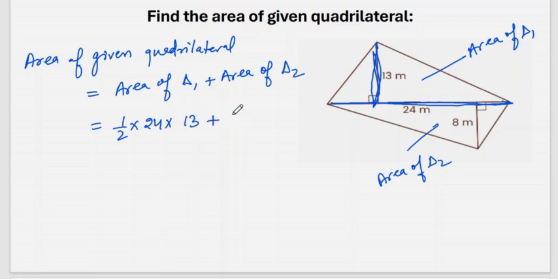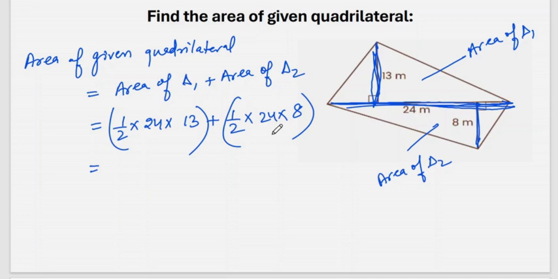Okay. Plus half into, I am now coming to this. Base is same for both the triangles. Okay. So it is 24 and height is 8 meter. So 8. Now, if you have got the area of triangle 1 and area of triangle 2, so what is common there? You can see half into 24 is common. So you are left with 13 plus 8.